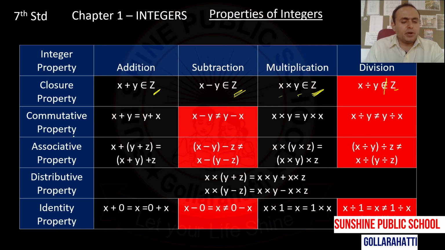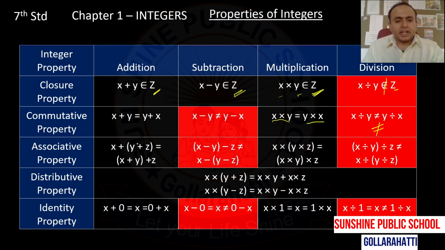Now the commutative property. The commutative property is satisfied under addition because x plus y is equal to y plus x. That means adding y to x or x to y gives the same answer. So it satisfies under addition. In subtraction it doesn't satisfy, because x minus y is not equal to y minus x. If we take two integers and subtract, the differences will not be equal to one another. In multiplication it satisfies because x into y or y into x, the interchange of numbers doesn't matter, the result will be the same. And in division it doesn't satisfy. If we reverse the order in division, the answer may sometimes be an integer, but sometimes not. So it doesn't satisfy under division.